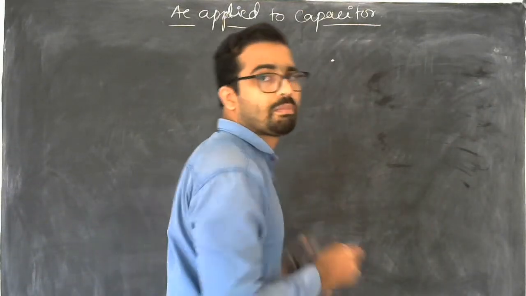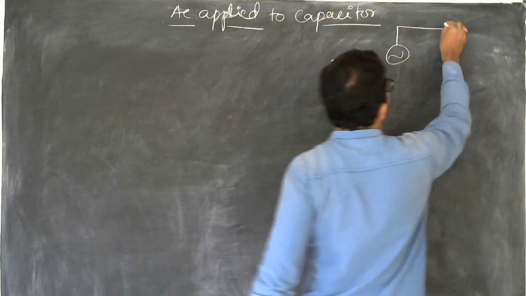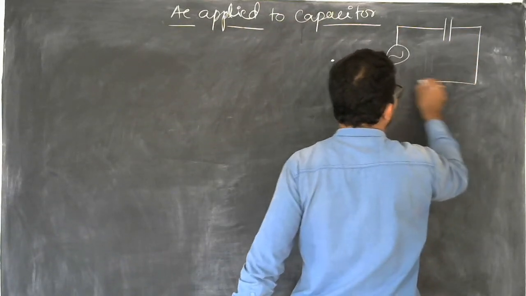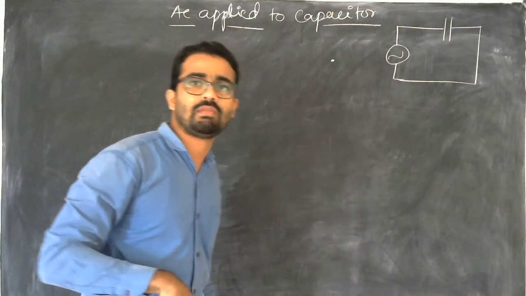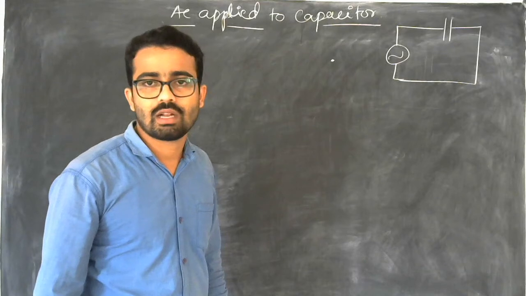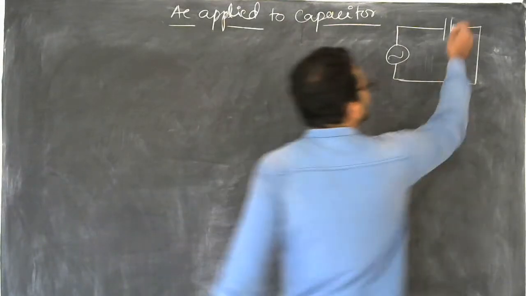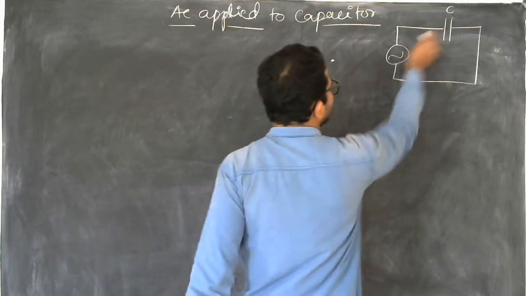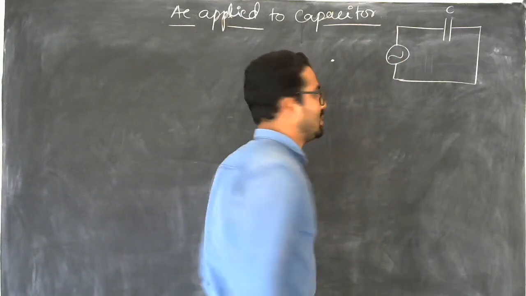Let's take a diagram consisting of an AC source and a capacitor. We should draw the two parallel lines, otherwise it could be something else, any other component, because the representation of a DC source and the capacitor are similar. There is a minute difference between them. So this is a capacitor of capacitance C. It is the capacity of a capacitor to store charge.